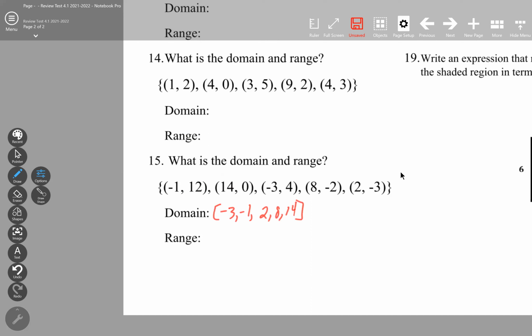It's all the x's. Now the range is just the y's. And again, we're going to list them least to greatest. So I go and I look at all my y's. So far, the smallest one I've seen is 0. Okay, -2, -3. So -3 is my smallest. Then I got -2. All right. Okay, what's my next smallest after that? It would be 0, and then 4, and then 12. So that's how you do it when you have a list of ordered pairs.